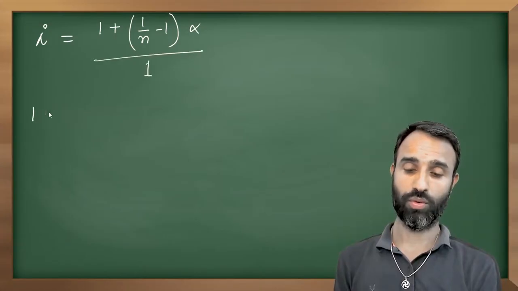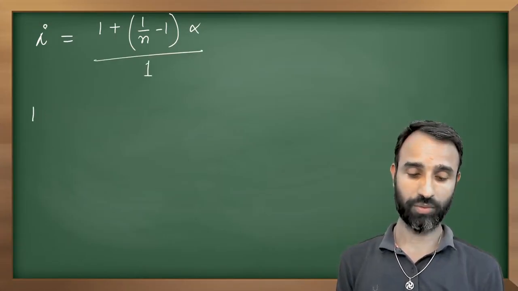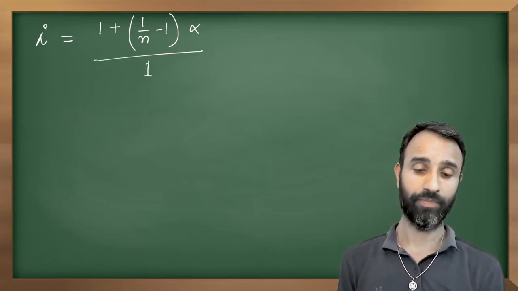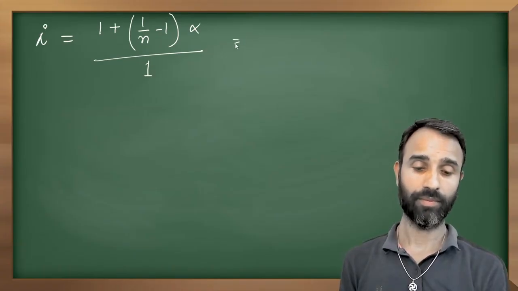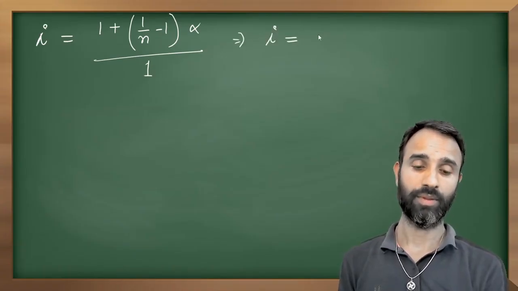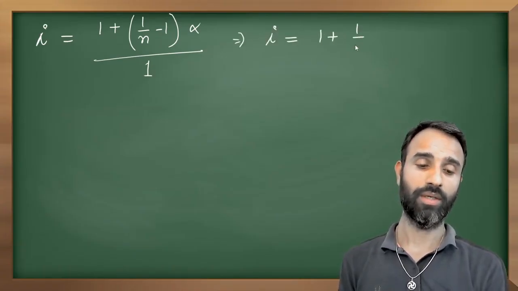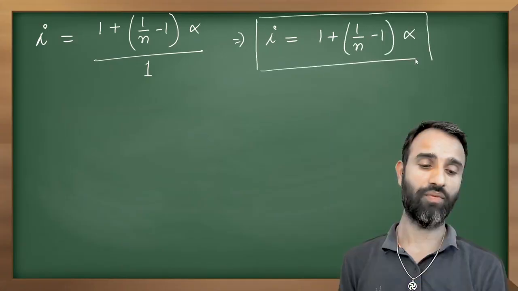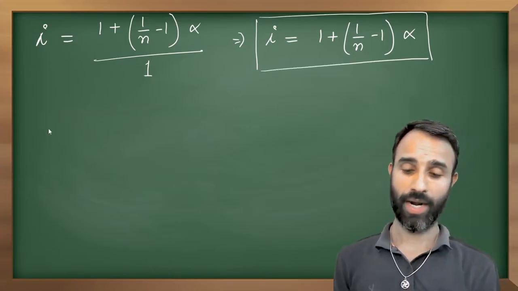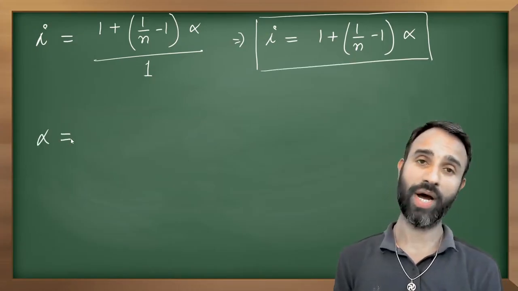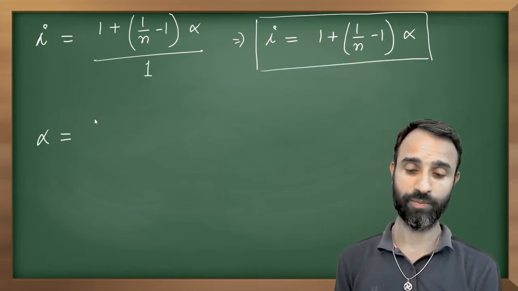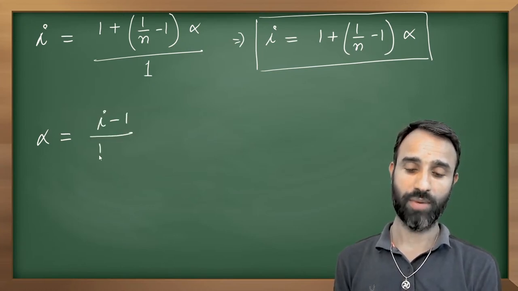So I comes out to be 1 plus 1 by n minus 1 alpha. So this is the Van't Hoff factor, and degree of association alpha is equal to I minus 1 divided by 1 by n minus 1.